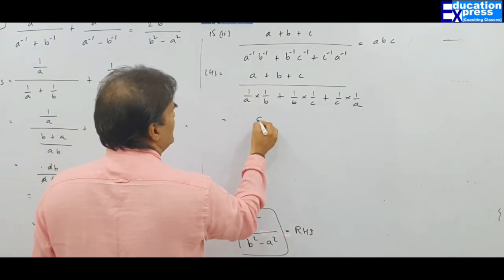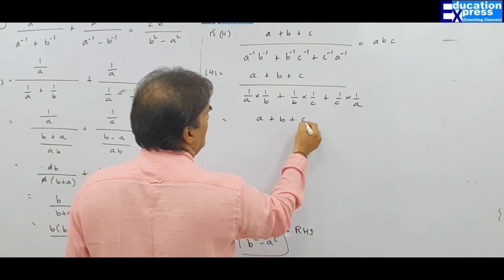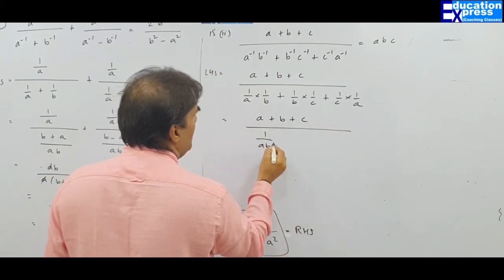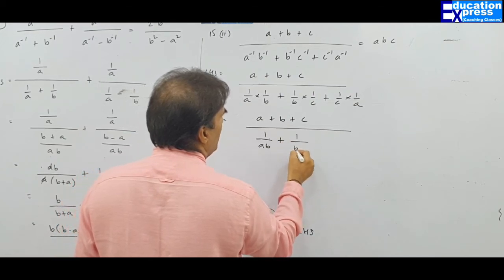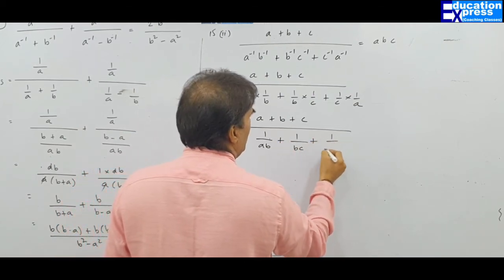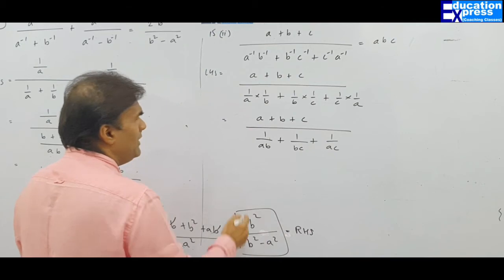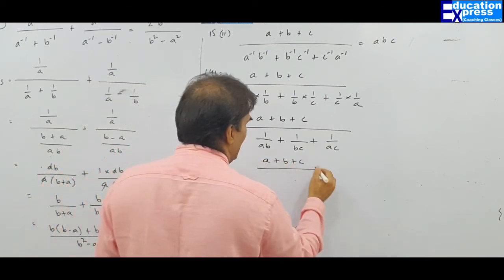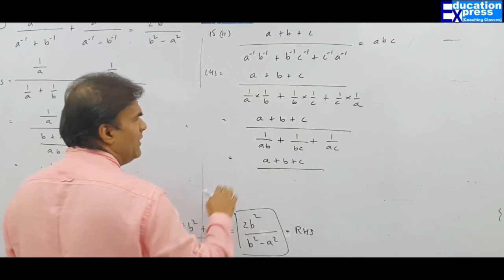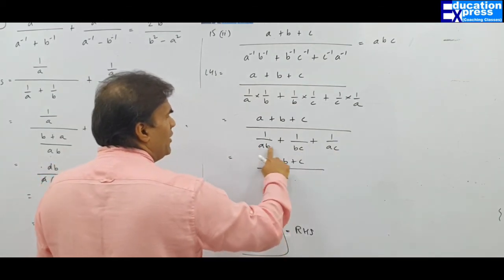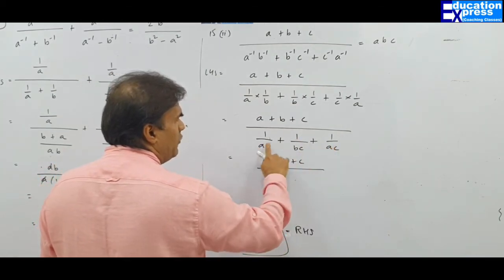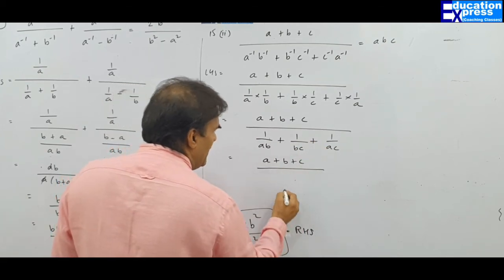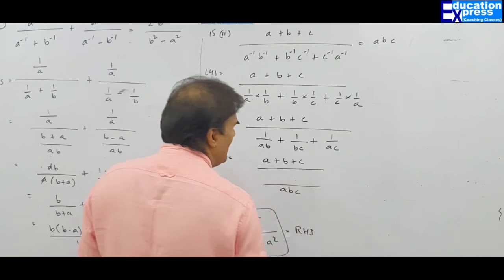So my dear friends, (A plus B plus C), the whole upon 1 upon AB plus 1 upon BC plus 1 upon AC. Now in this situation, the numerator will remain as it is. Let us consolidate the denominator by adding them. When there are fractions and you add them, you have to take the LCM. Now the LCM would be A, B and C.